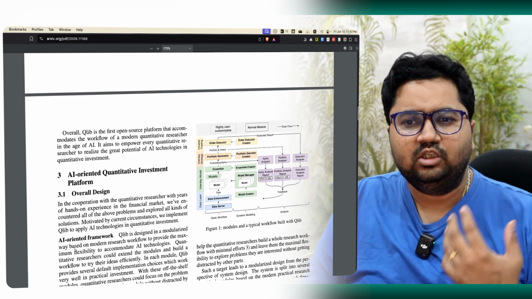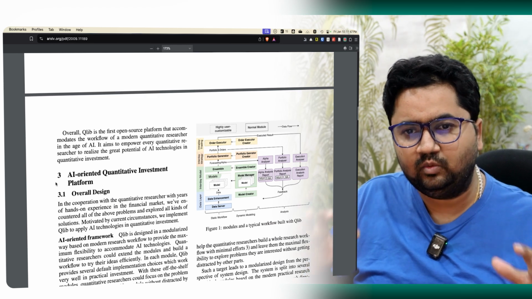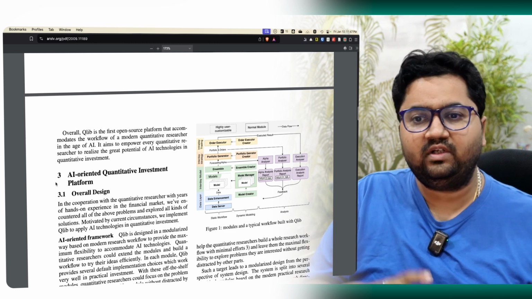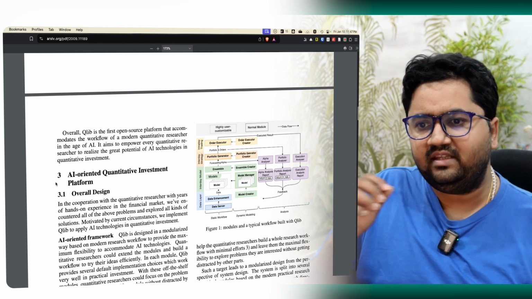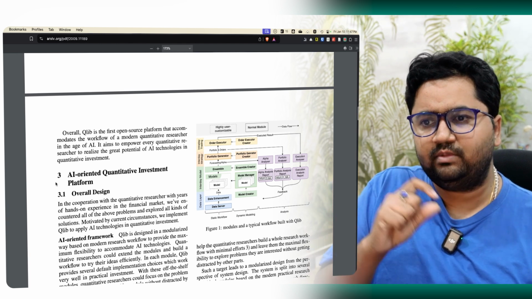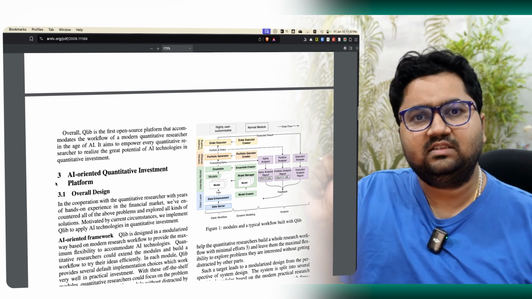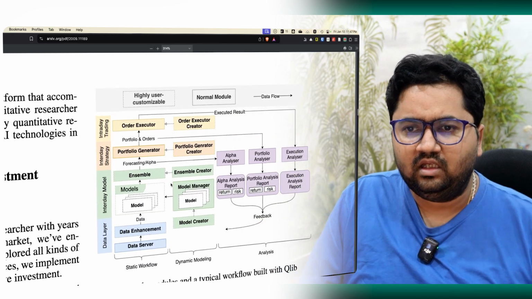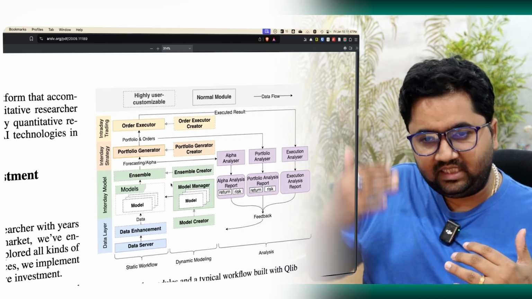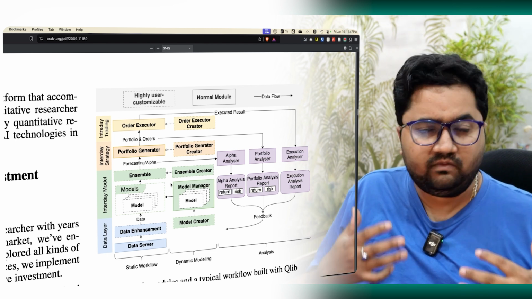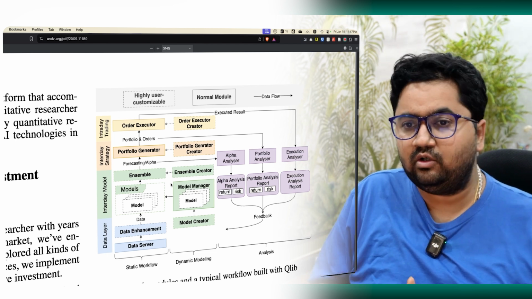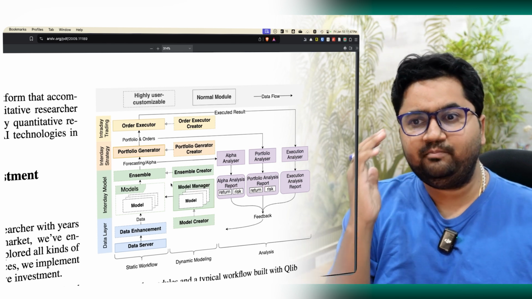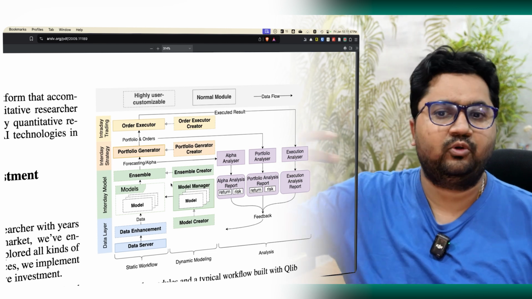So in order to solve that, what they have done is Qlib, the first open source platform that accommodates the workflow of a modern quantitative researcher in the age of AI. This is super good because it talks about different segments, and I like the design of the library. So I'll zoom into this and show you what it does. Most likely, I'm going to take this library and framework. I've been researching it for about 2 weeks, which is why I couldn't post a video in the past 2 weeks. What I'm going to do is try to deploy this, run this, and see how we can actually put it to the test.